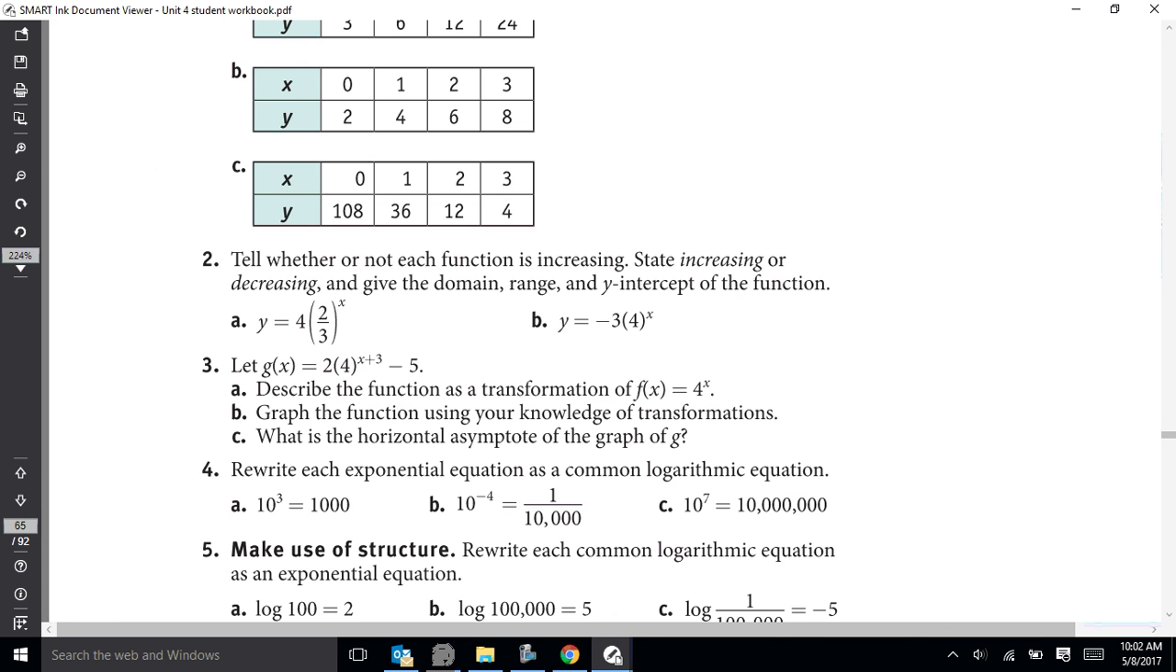So number 2, tell whether or not the function is increasing, state increasing or decreasing, and give the domain, range, and the y-intercept of the function. So this is going back to the transformations. We're looking at 21.2 and 21.3.